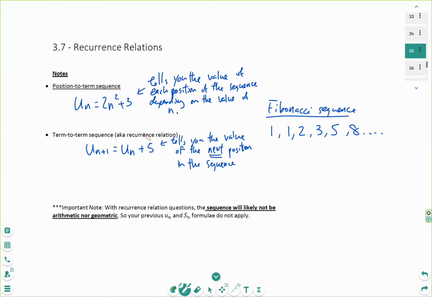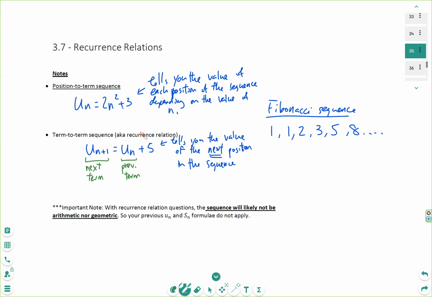So what's the recurrence relationship between un plus 1 and un? Well, un is the previous term, and un plus 1 is the next term. So what this tells you is the next term equals the previous term plus 5. It depends on the value of n. If n is 1, that means the first term, u1, plus 5 gives you u2, the second term.